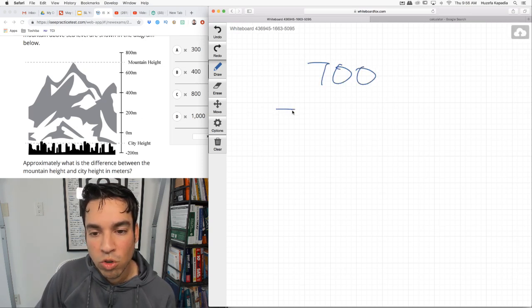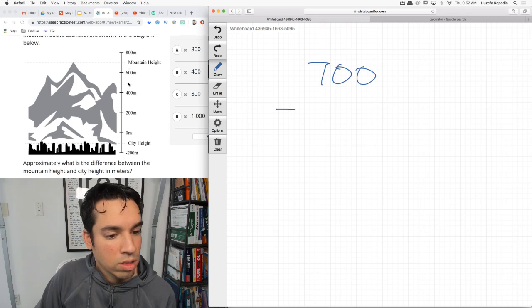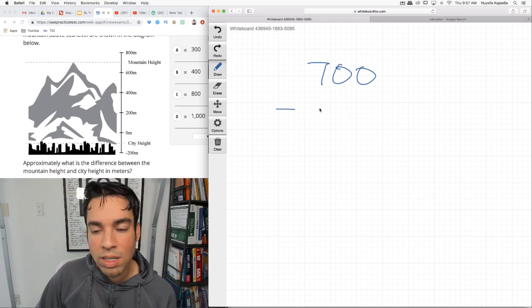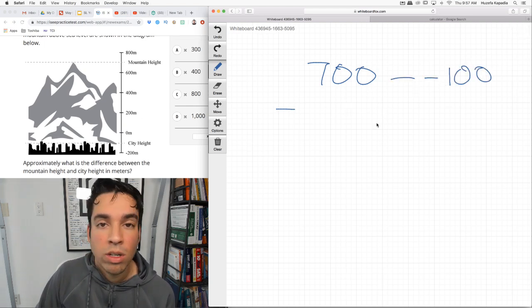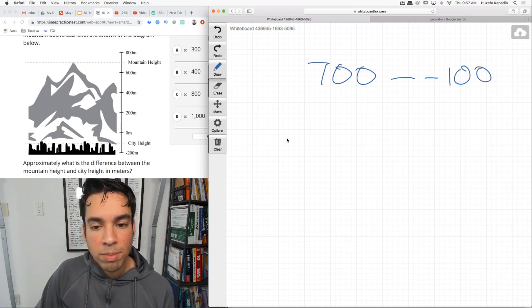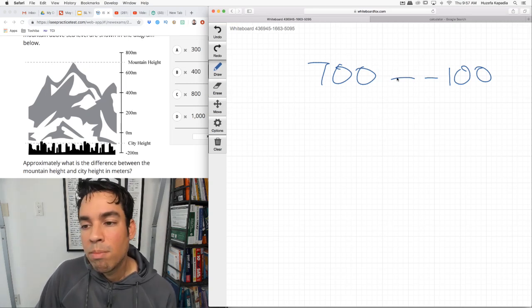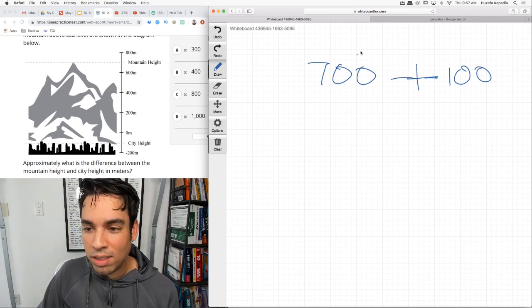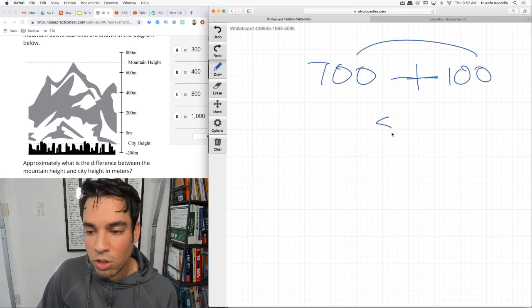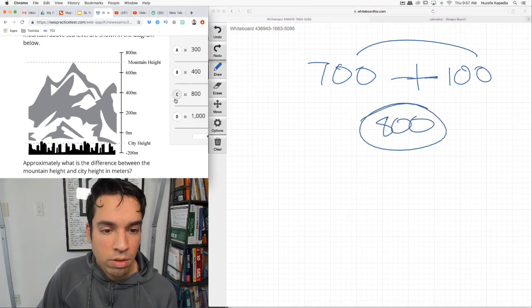Difference means it's a subtraction problem. And what is the difference between it and the city height? Here's the city height. But look at this. It's past 0. It's in the negatives. It looks like between 0 and negative 200, so I'm going to say negative 100. So here's the deal. I said difference, so it's minus negative 100. When we see minus a negative, I'm not going to stack them. Minus a negative, the two negatives cross out. Two wrongs do make a right in math, is what I sometimes say. 700 plus 100 is 800, and there you go.